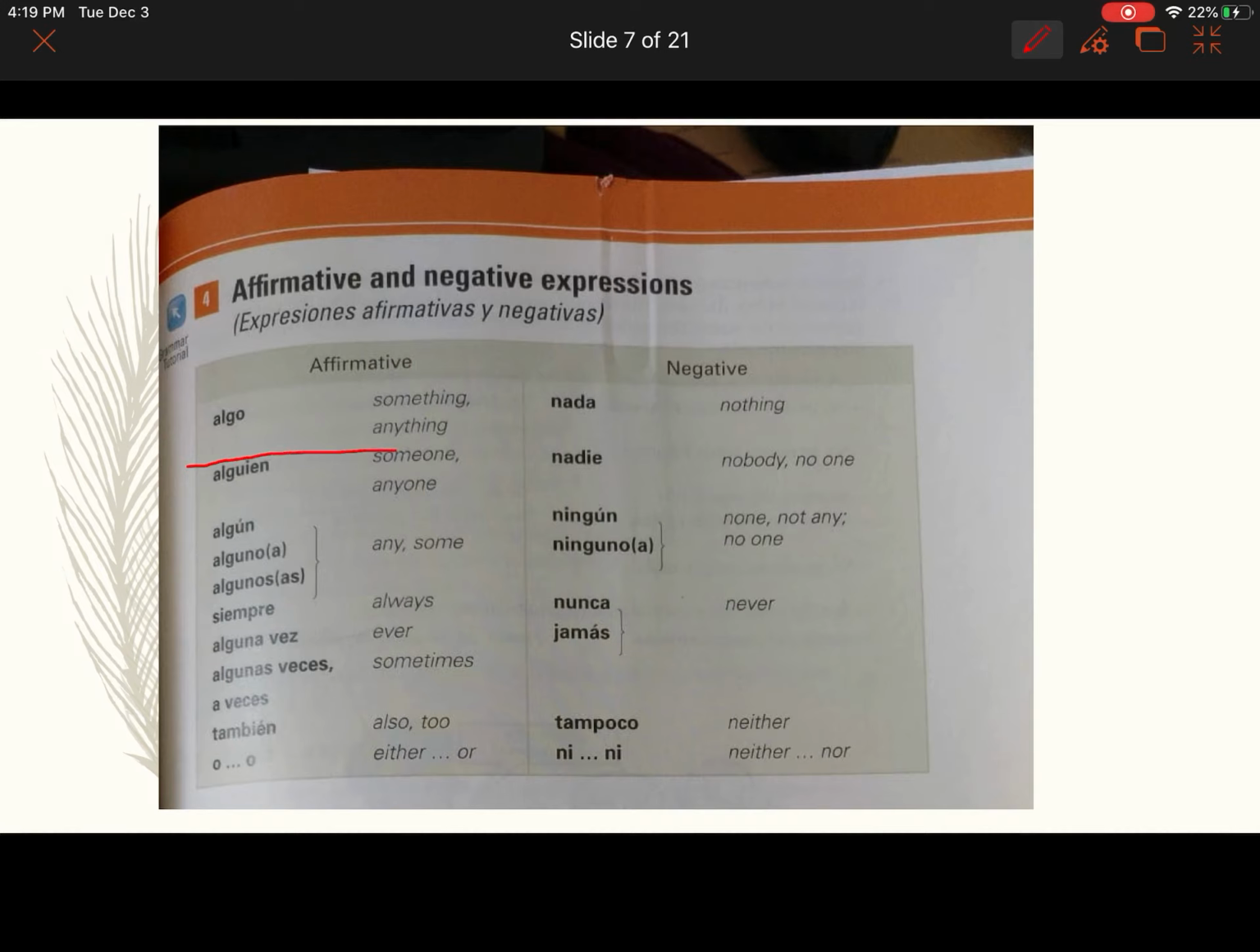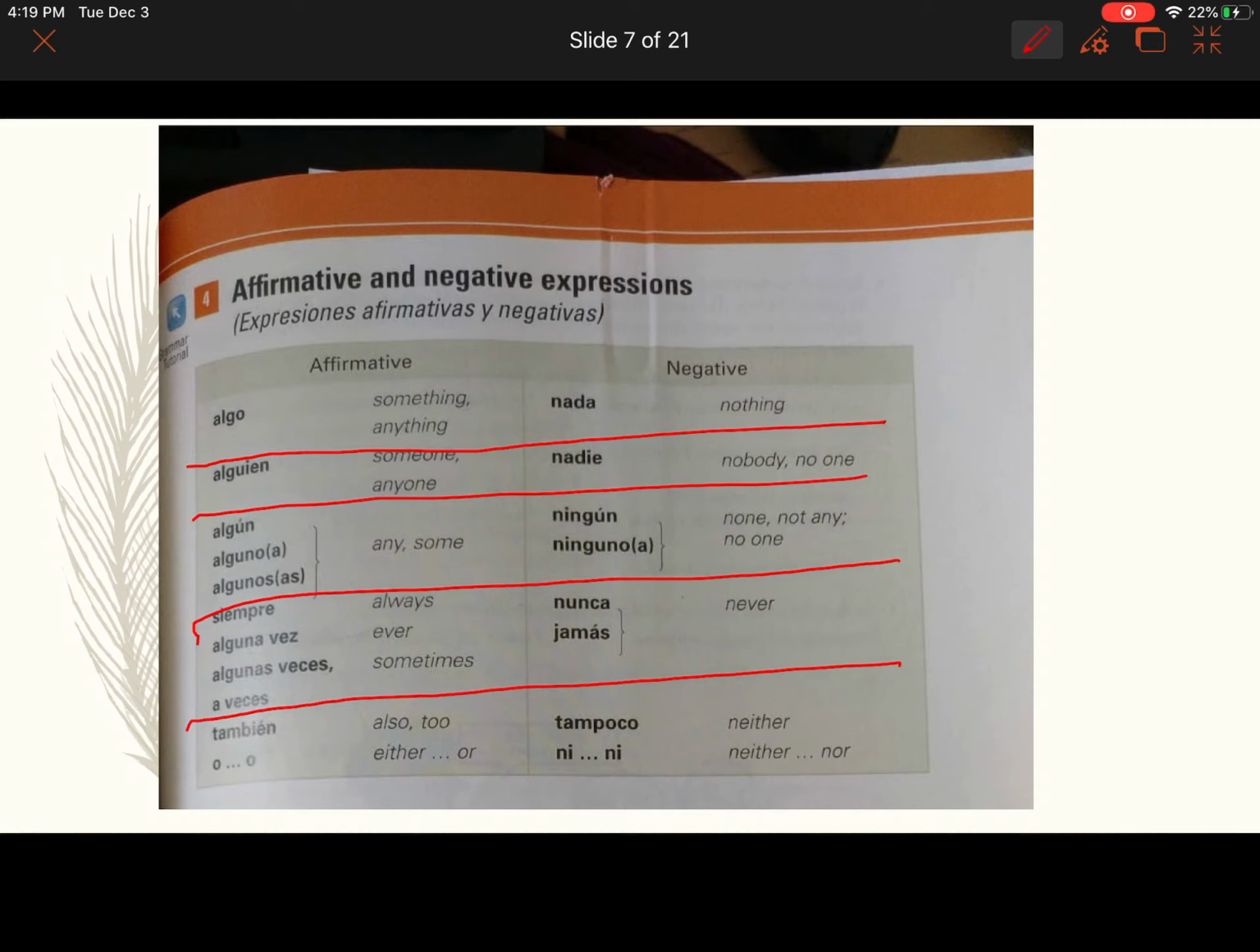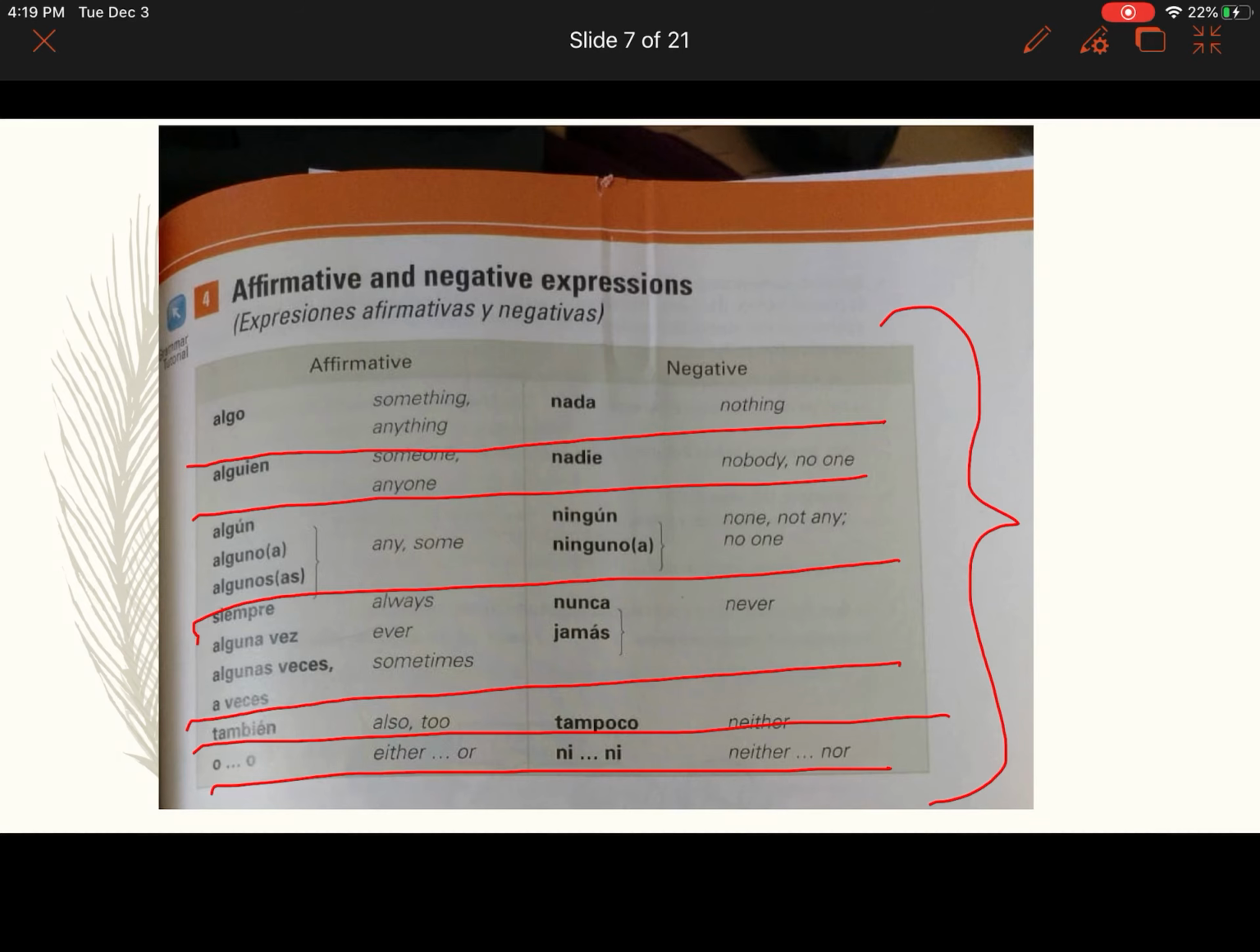We need to learn that algo is the opposite of nada, alguien is the opposite of nadie, algún, alguno, algunos, algunas are the opposite of ningún and ninguno, siempre, algunas veces, alguna vez, and a veces is the opposite of nunca, jamás, también is the opposite of tampoco, and o is the opposite of ni. You cannot do this exercise without learning this, so you need to learn these opposites.